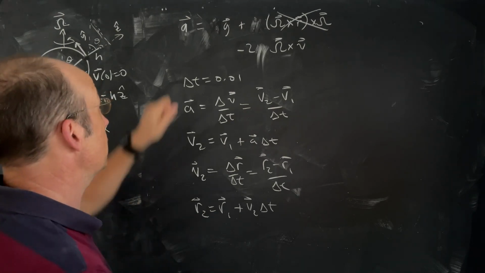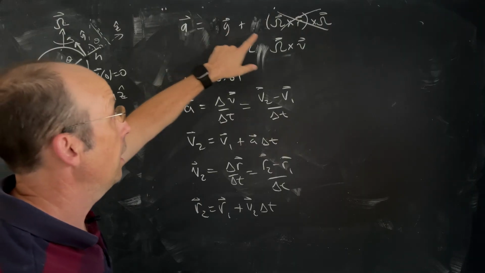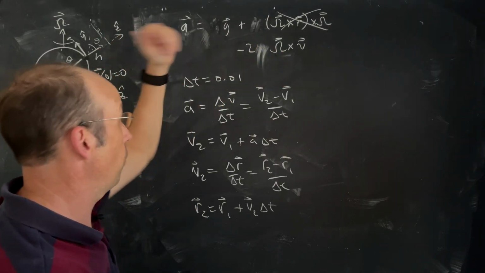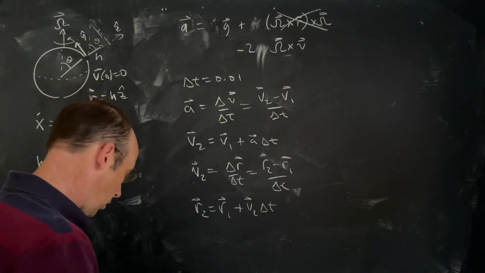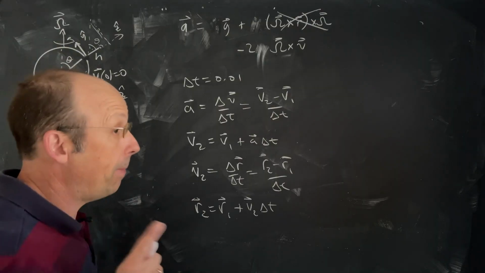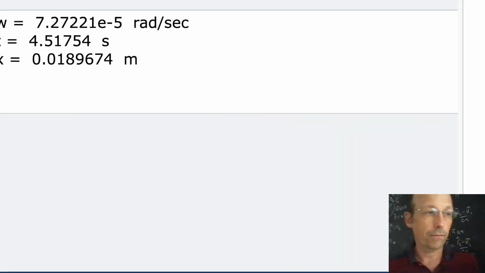So to do this, I need my gravitational field vector in the z direction. I need my angular velocity vector, which I already wrote out before. I mean my initial velocity and my initial position. Okay, let's go to Python and make this happen, and we can compare and see if we get the same thing we got before. Computer, here we are.